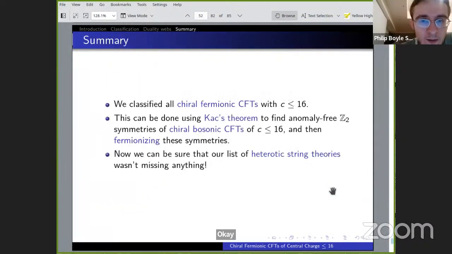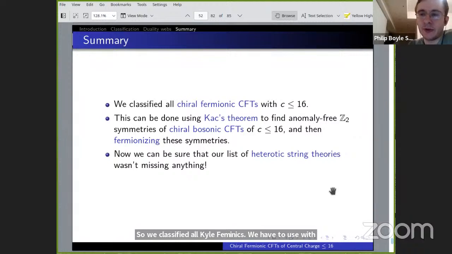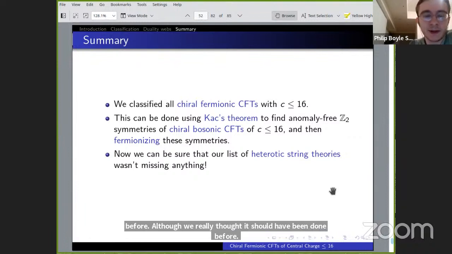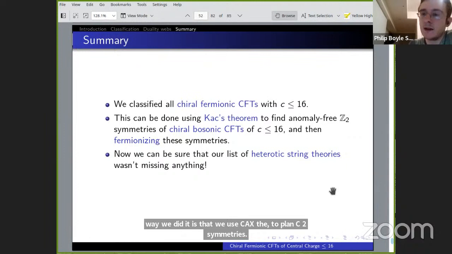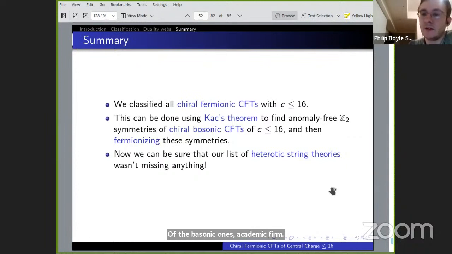So let's wrap up. So we classified all chiral fermionic CFTs with C less than or equal to 16, which, as far as we know, hadn't actually been done before, although we really thought it should have been done before, which is why we wrote this paper. And the way we did it is that we used Cardy's theorem to find Z2 symmetries of the bosonic ones, and then we fermionized them. And so now we can be sure that our old list of heterotic string theories was indeed complete.